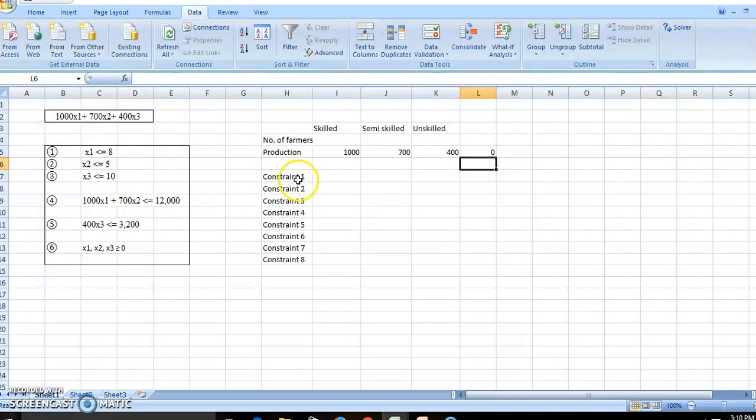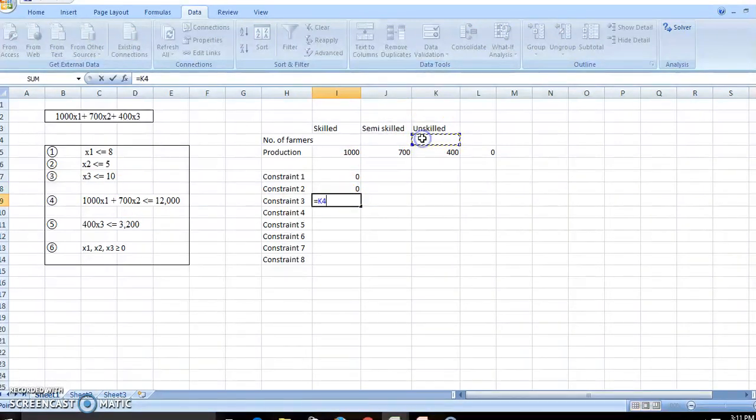So for constraint 1, my LHS side is x1. Hence, equal to my x1 is represented by this cell. Press enter. Similarly, equals to my x2. x2 is represented by this cell. Enter. x3 is represented by this cell.